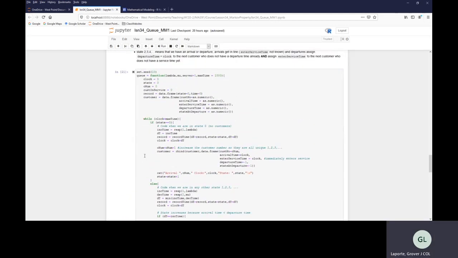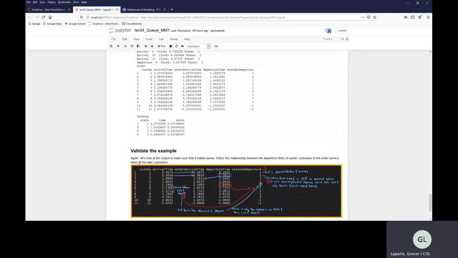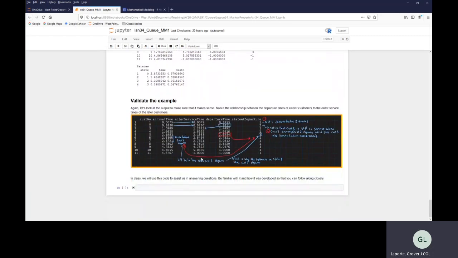Then we set a seed here, so if you set the seed and you run it, you get the same numbers. Then I talk you through validating both the system statistics and the customer statistics that are coming out. It would be nice if you understood the code, because we're going to end up using it in class tomorrow. That is all that I have for this lesson. I invite you to ask questions tomorrow if you don't understand. That's all I got. See you tomorrow.